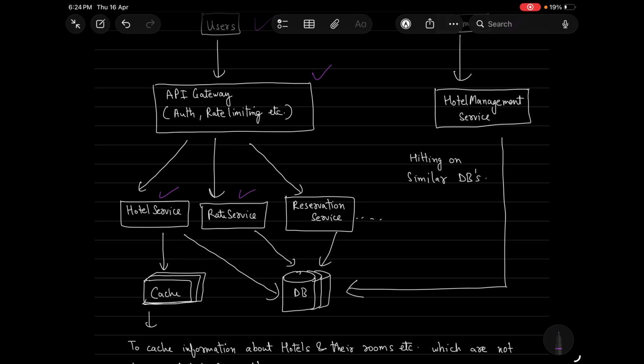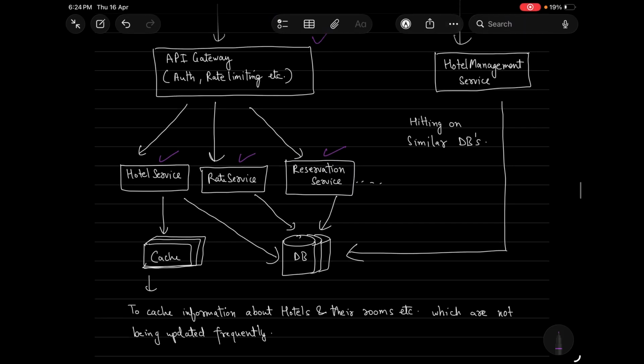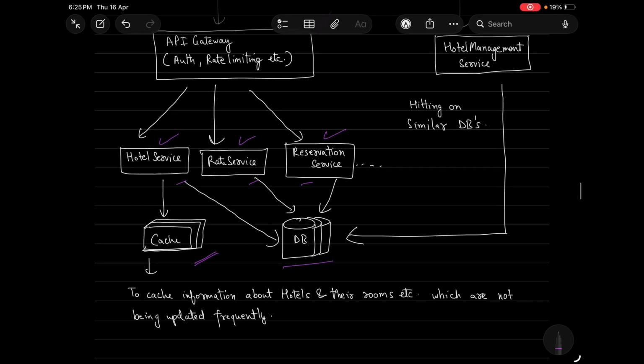Then there will be a rate service. This will be handling the rates that are dynamically being adjusted based on the inventory logic on a given date for a specific hotel. Then there would be a reservation service which will help users to make a reservation, edit a reservation, cancel a reservation, and all those sort of things. These microservices will be calling our database to make the reservation, fetch information, fetch rate, and all those sort of things.